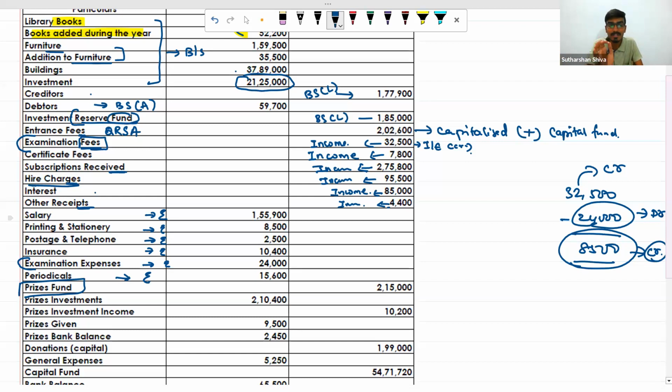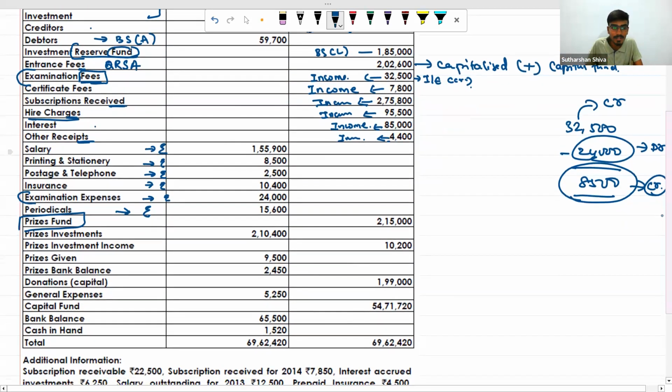Any endowment fund, any fund, any donation which is received for some specific purpose. Here there is a prize fund. Prize fund will show on the balance sheet liability side. Prize fund investments, balance sheet asset side. Prize fund income is added to the prize fund on the liability side. Prizes given will be considered as an expense. That expense we will subtract from the prize fund investment.